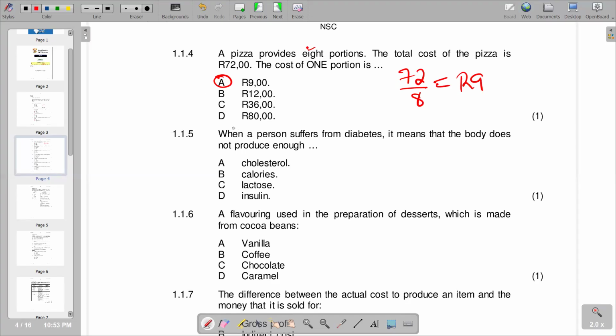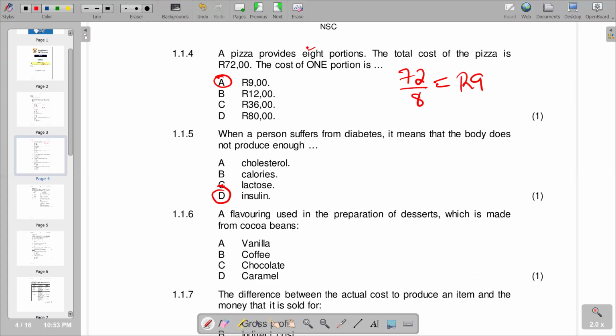So when we go to our question 5, when a person suffers from diabetes, it means that the body does not produce enough. We have insulin as the correct response. Remember, it is due to either the pancreas not producing enough of the hormone, which is the hormone insulin, or the cells of the body becoming unresponsive to insulin's effects. So that's the effect that causes diabetes. So basically, we have insulin, D.